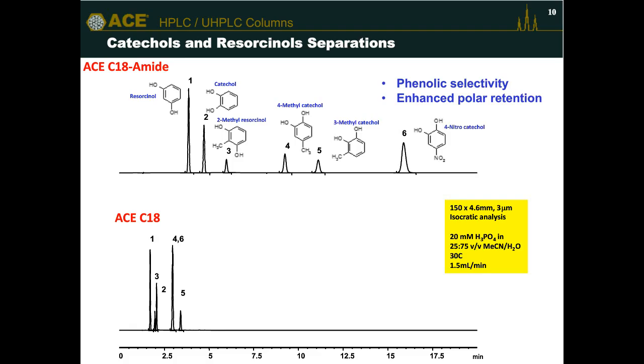And we can see under exactly the same conditions on a C18 column, on the chromatogram at the bottom, the compounds are bunched up close to the T0 with low K values. With the C18 amide, under exactly the same conditions with exactly the same sample, we can see a very different profile. So that embedded amide group provides different mechanisms of interaction to give us different retention and selectivity.